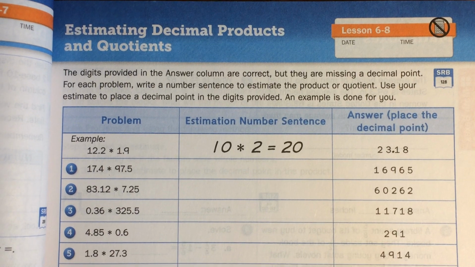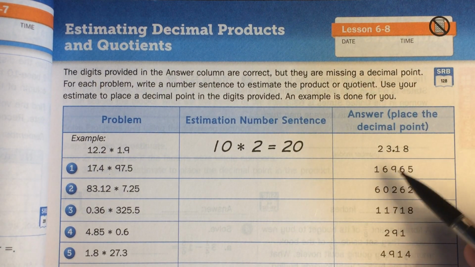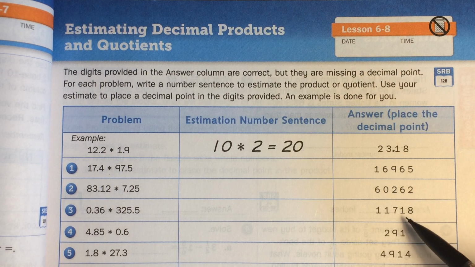However, there's a catch. With the exception of this first one, none of the others have a decimal, and the truth is they all need one. So we're going to estimate to find out where that decimal belongs. Now, I'll walk you through the example to show you what they did here.